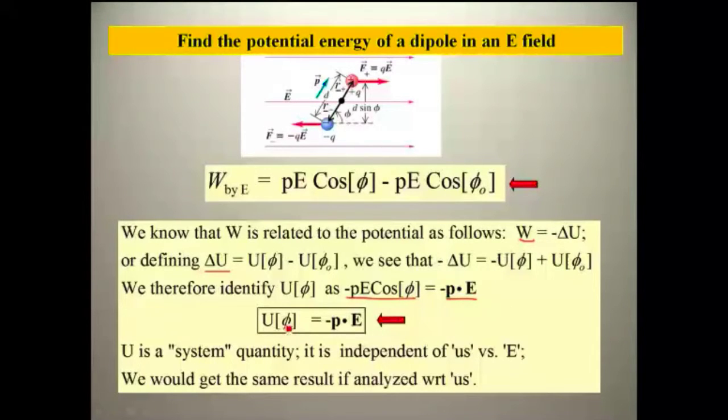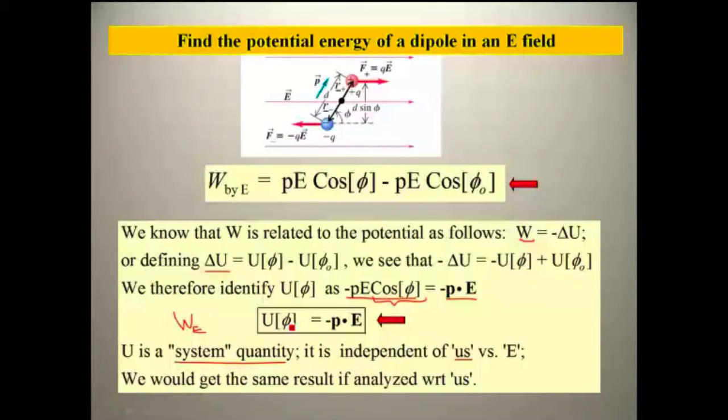So the potential energy of a dipole in an electric field is equal to minus P dot E, which of course is related to the cosine of phi. Let's go back to how we found this. This was looking at how the work done by the E field determines the potential energy. If we wanted to do the same calculation where we do the work, then we would find that we get exactly the same answer. So in other words, this is a system quantity that does not depend on who does the work and will be the potential energy of the dipole.